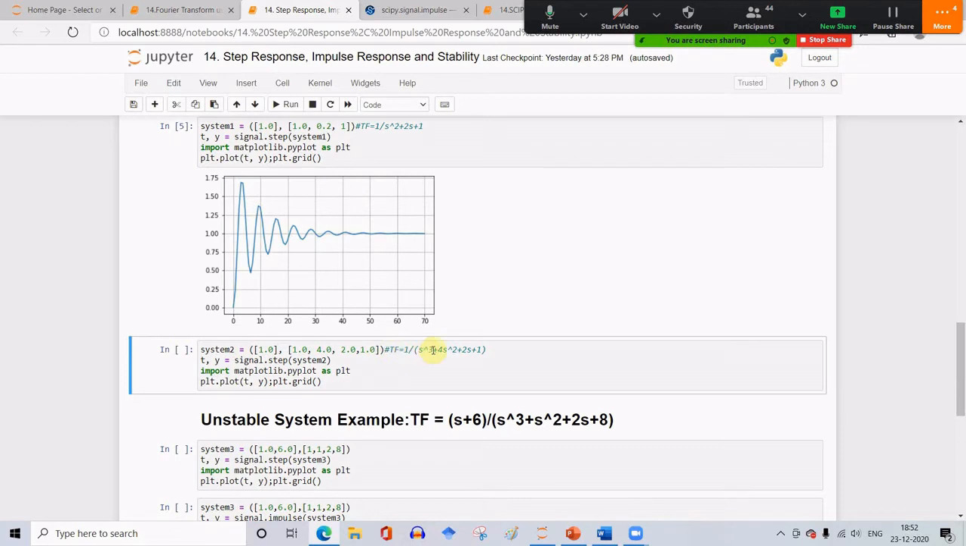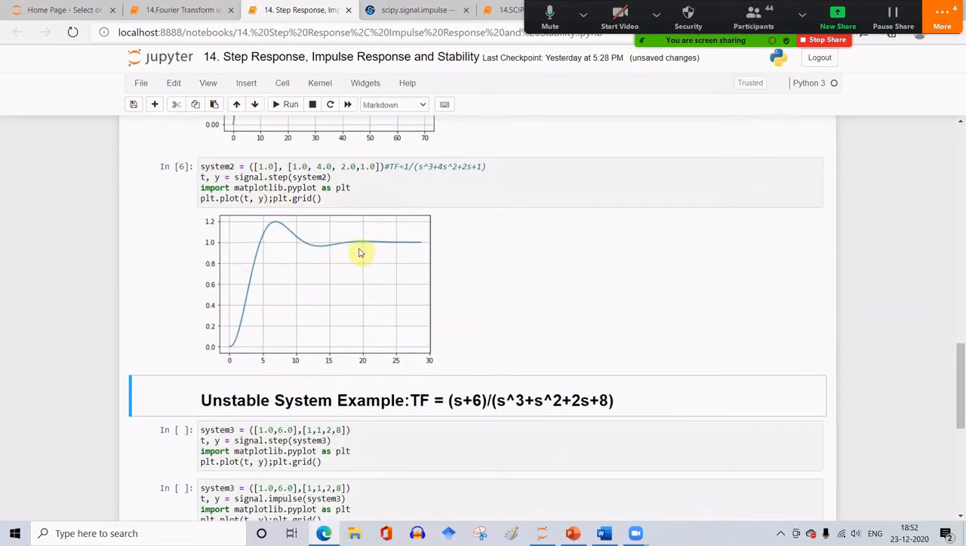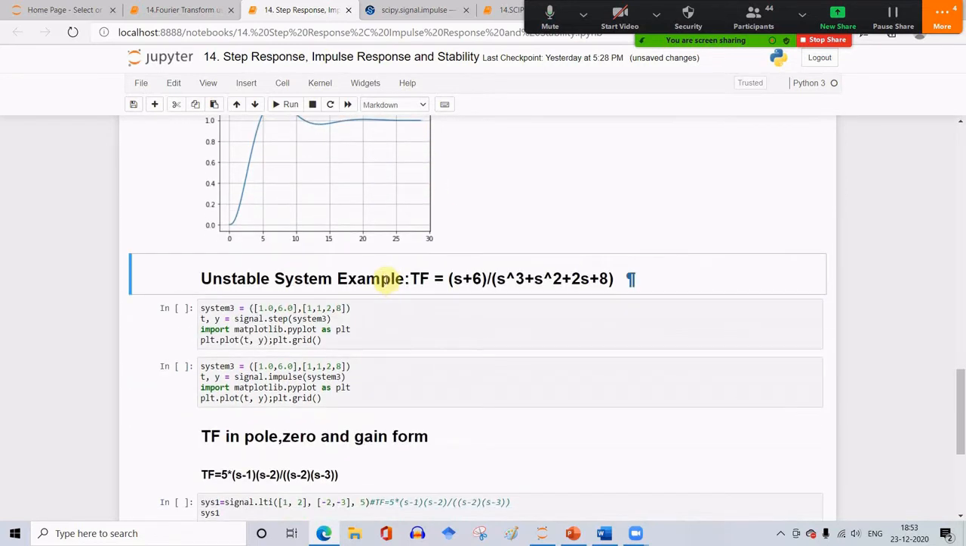Second problem, which is 1 over s cube plus 4s square plus 2s plus 1. As for the impulse response, for the same system, I am getting the step response here. You see here, this is also a stable system. To demonstrate the step response of a system which is unstable, I have considered here an unstable system with transfer function s plus 6 divided by s cube plus s square plus 2s plus 8, where some of the poles are in the right half of the s plane, representing an unstable system.